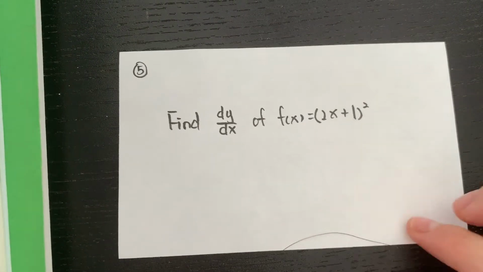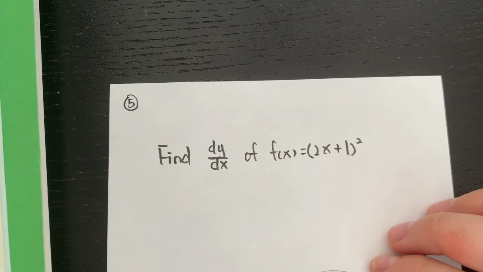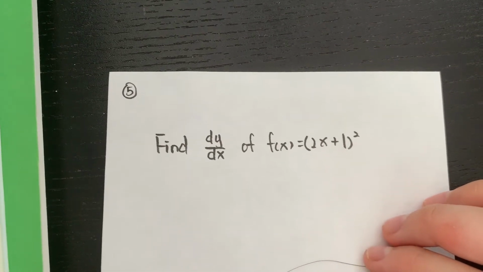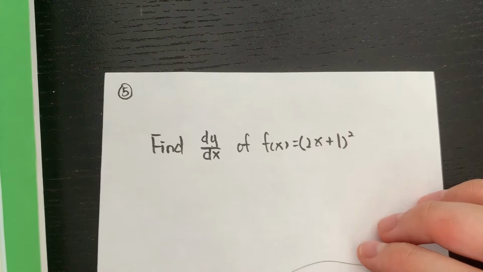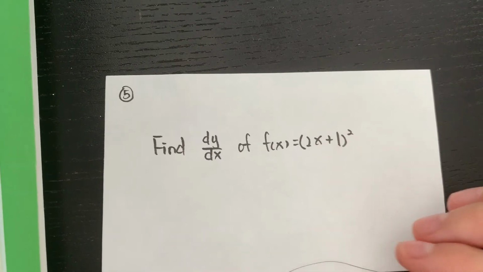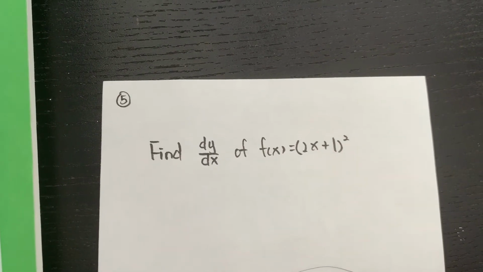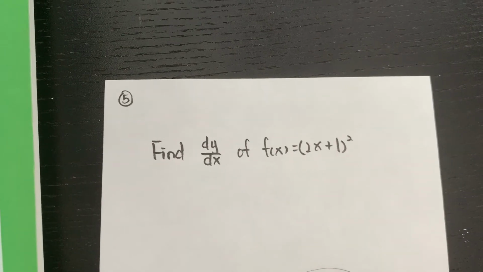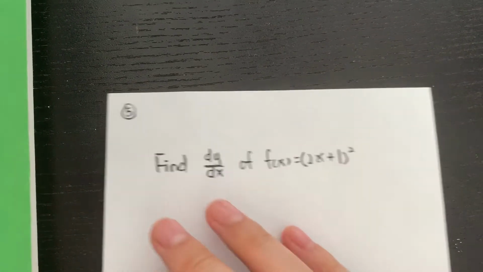And the final question of today. Find dy over dx of f(x) equals (2x plus 1) squared. Again, you have to differentiate this function. Pause the video and try it out.